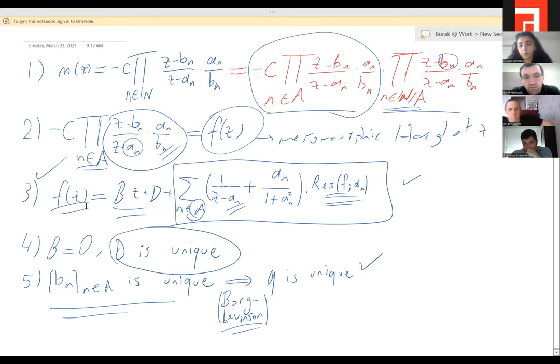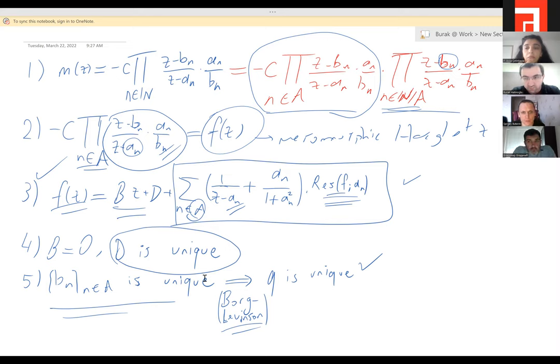I showed that if you have another function, let's say f tilde, with the same properties, the difference between f and f tilde will be just the difference of the linear parts. And in that case, the coefficient of z, which is b, should be zero, and d is uniquely recovered. Then the right-hand side is uniquely recovered in item three. Therefore, f is uniquely recovered. If f is uniquely recovered, the b_n, which are unknown to us, are also uniquely recovered, so we can use Borg-Levinson. So that was the approach I used.